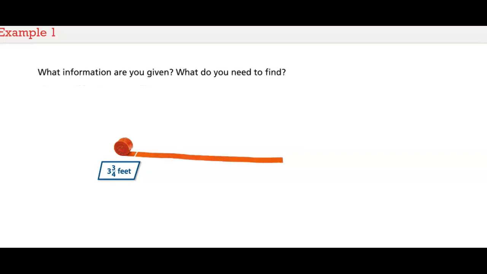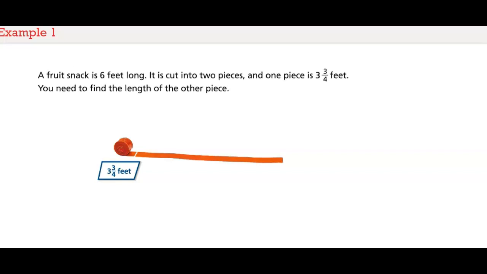What information are you given? What do you need to find? A fruit snack is 6 feet long. It is cut into 2 pieces, and one piece is 3 3/4 feet. You need to find the length of the other piece.